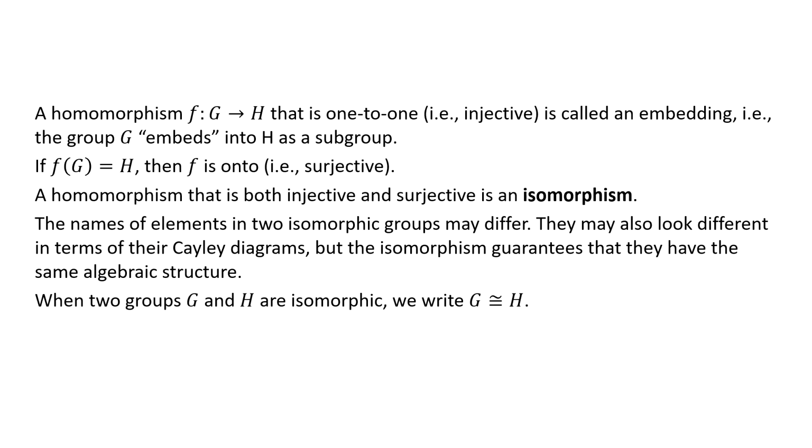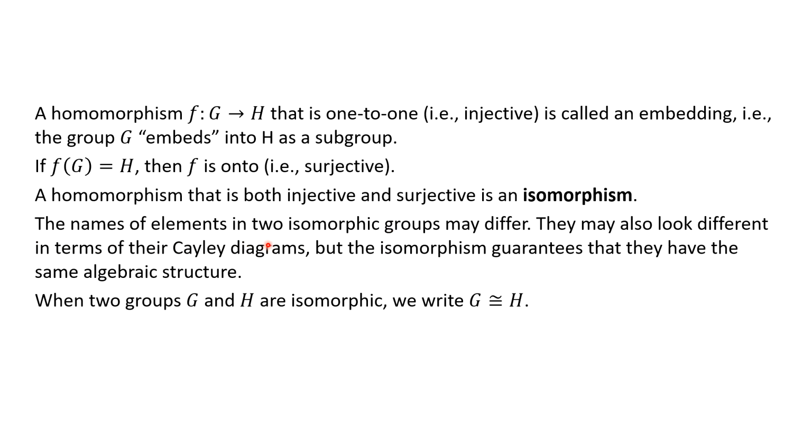A homomorphism f from G to H, where G and H are groups, that is one-to-one, is called an embedding, i.e. the group G embeds into H as a subgroup. If f of G equals all of H, then f is onto, that's also known as surjective. So a homomorphism that is both injective and surjective is an isomorphism.